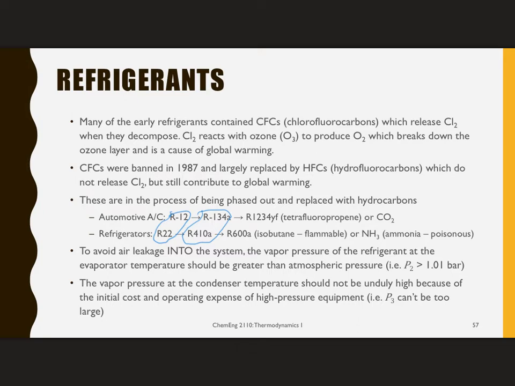One of the things that we are also going to want to do is avoid air leaking into the system because it will cause our refrigerator to malfunction. And so therefore we always want to have vapor pressures of the refrigerant at the evaporator temperature, so our lowest pressure needs to be greater than atmospheric pressure. And then we want the high pressure to not be too high because that's going to cost us a lot more in the initial equipment cost, and it's going to cause more operating expenses, and it's more dangerous if something were to fail dramatically.